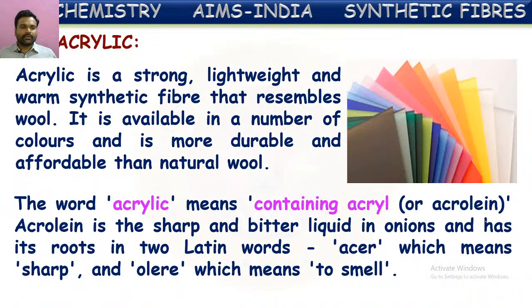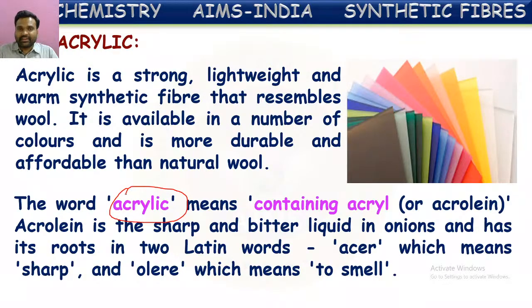The word acrylic means containing acryl. Acrylene is a sharp and bitter liquid in onions and has its roots in the Latin words acer, which means sharp, and olere, which means smell. So it is one of the words derived from the Latin words, which means having a sharp and bitter taste, caused by the chemicals it contains. Because of these two words, it is derived from Latin and is called acrylic.